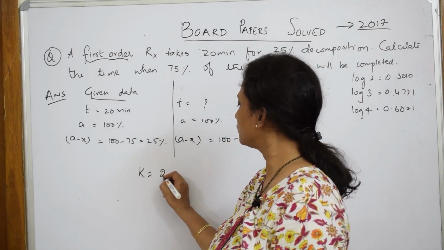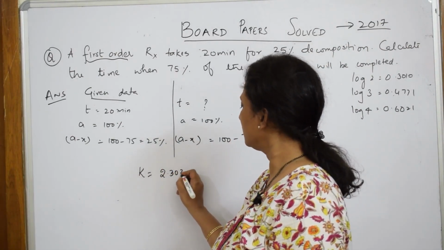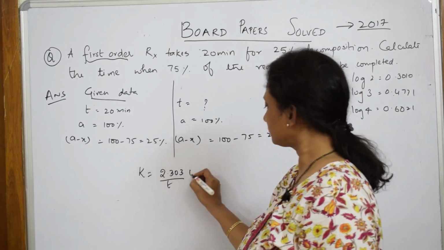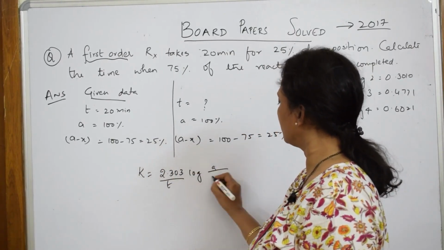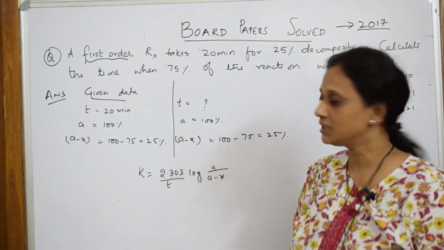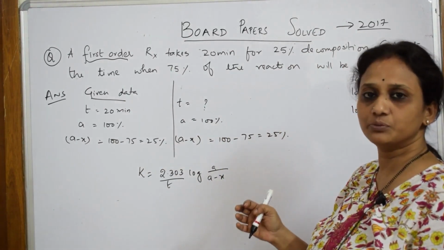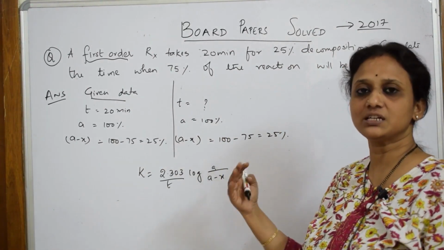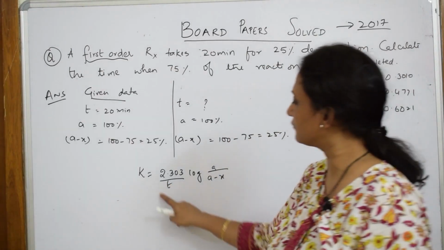K is equal to 2.303 by T log A by A minus X. This is what we have written, isn't it? Now try to substitute the values for both, and then we will divide the both. So finally, what do I get? I have to get time.